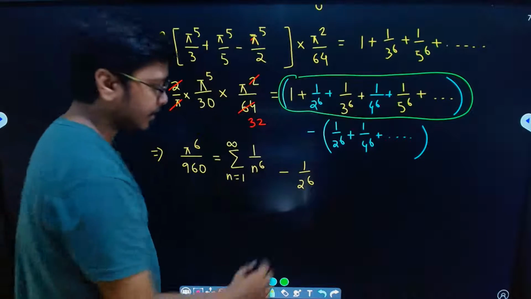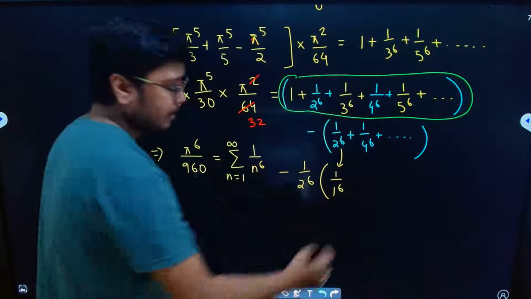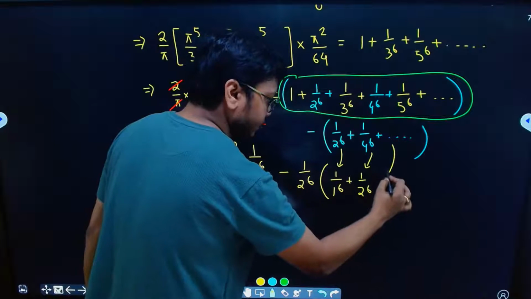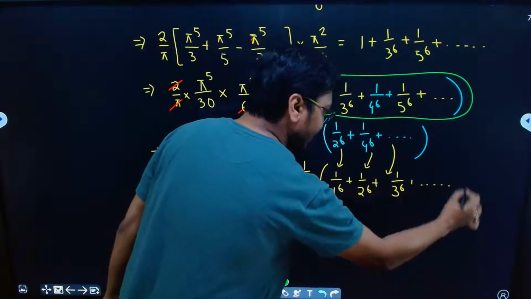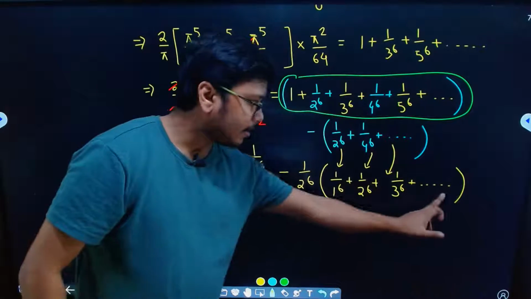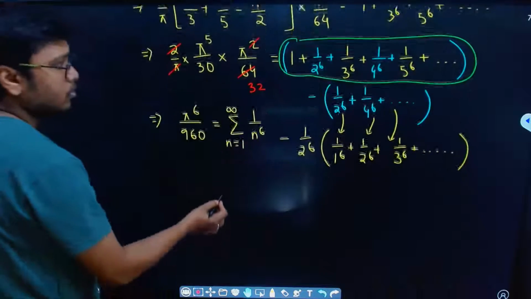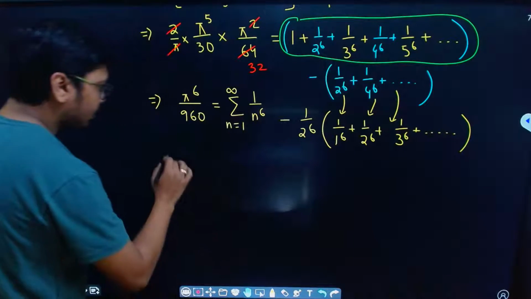Now from here, if I take 1 by 2 to the power 6 common from each of the terms, okay, so this term will have 1 by 1 to the power 6 remaining. This term will have 1 by 2 to the power 6. The next one will have 1 by 3 to the power 6, and so on. So basically, again, I get back my required summation. Okay. So 2 to the power 6, and that is 64.